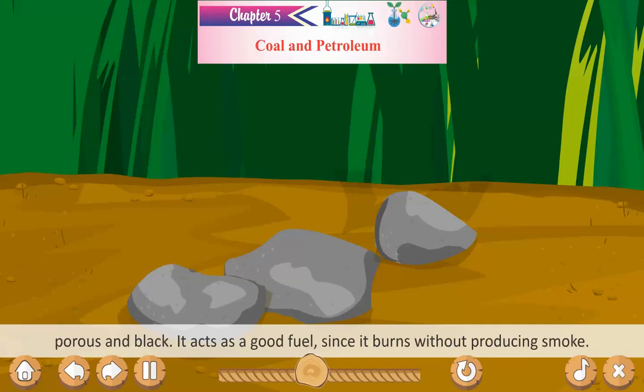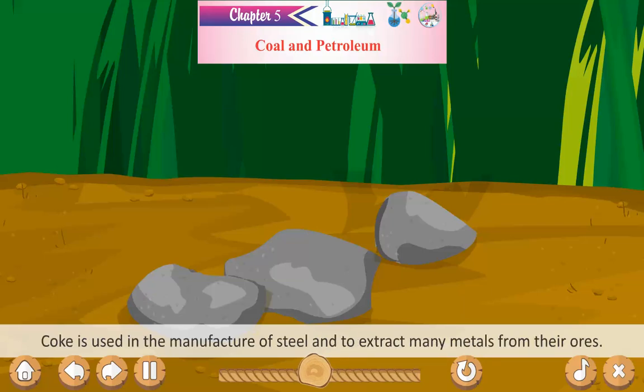It is tough, porous and black. It acts as a good fuel since it burns without producing smoke. Coke is used in the manufacture of steel and to extract many metals from their ores.